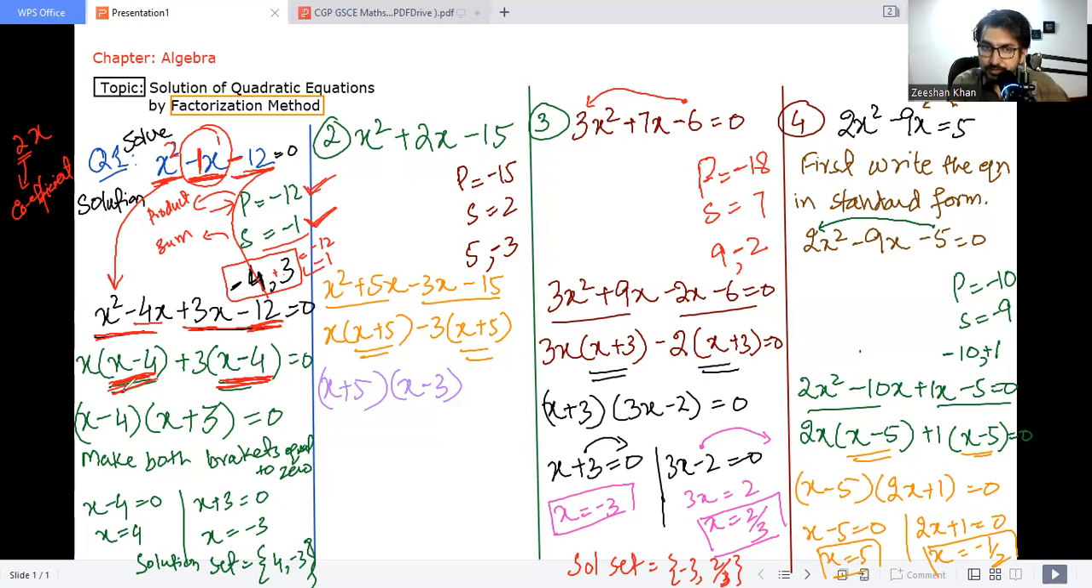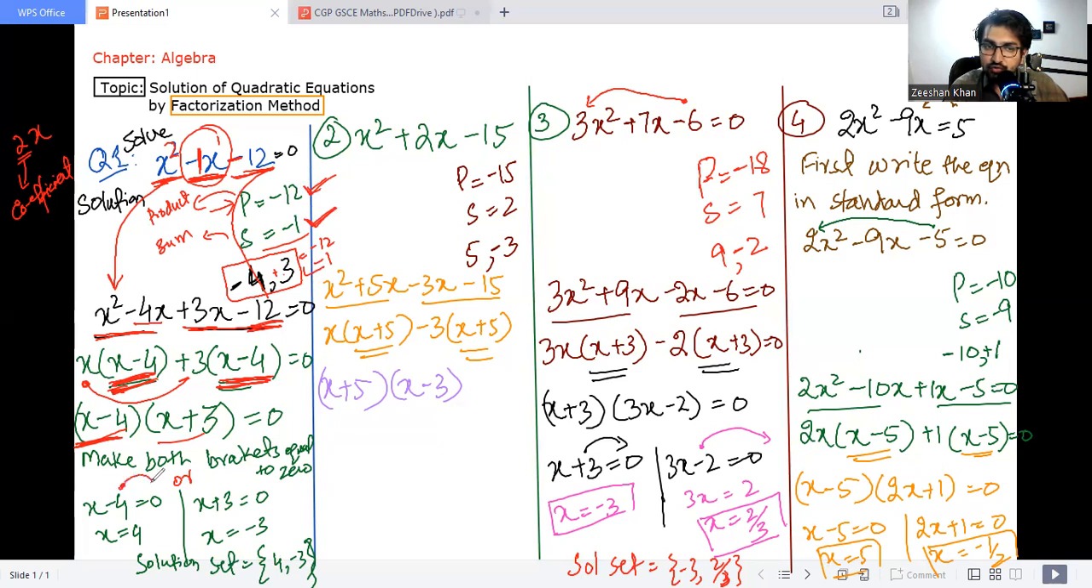All right, the next step. We will write x minus 4 once, and we will write x plus 3 in another bracket. So we got two brackets, x minus 4 and x plus 3, which is equal to 0. Obviously, that 0 is coming down in each step. Now make both the brackets equal to 0. So you will make x minus 4 equal to 0 or x plus 3 equal to 0.